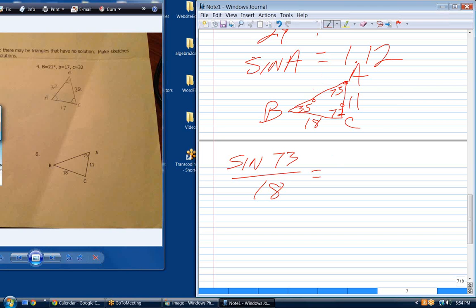Okay, so I've solved for all 3 angles. I need one more side. You need the side opposite C. So sine of 72 over C. Solve for C.